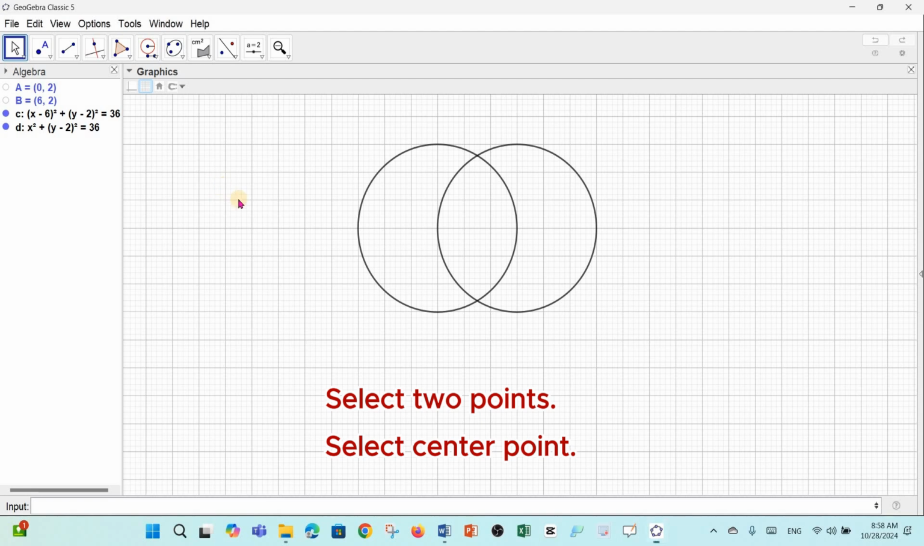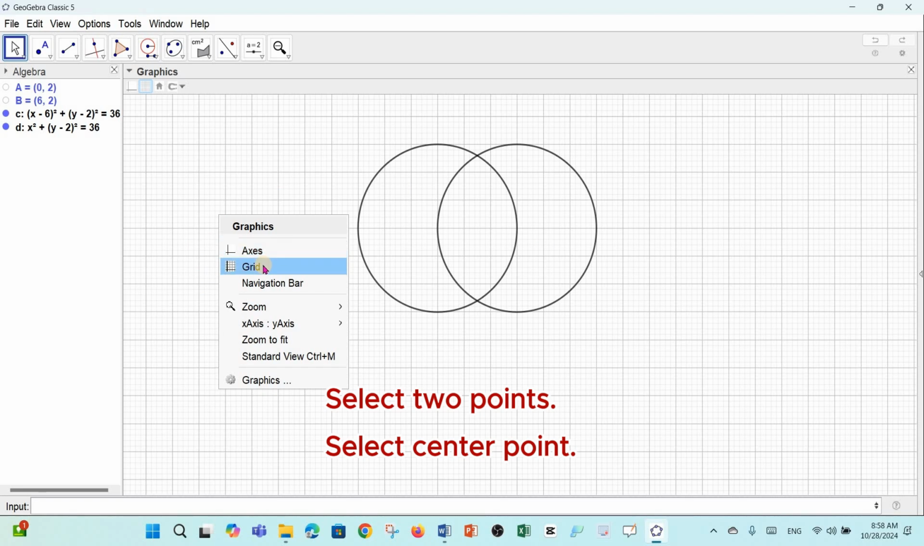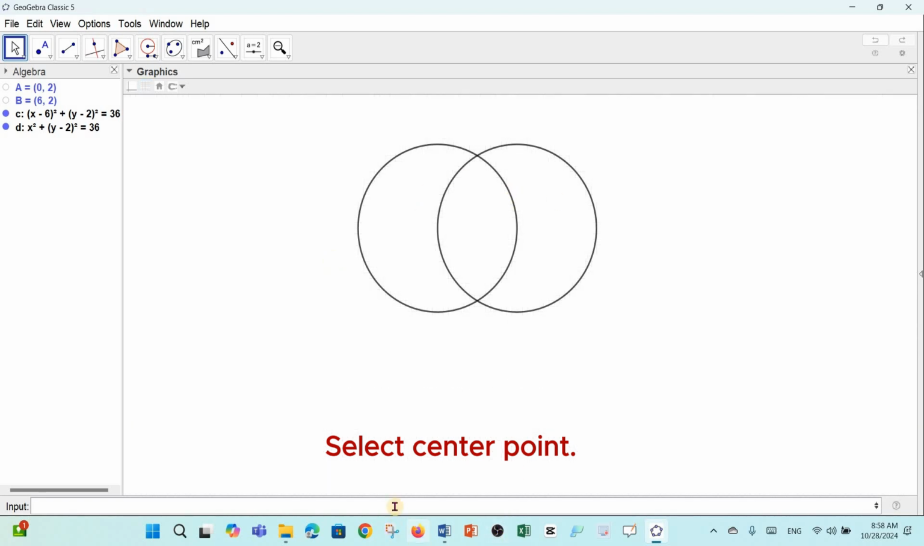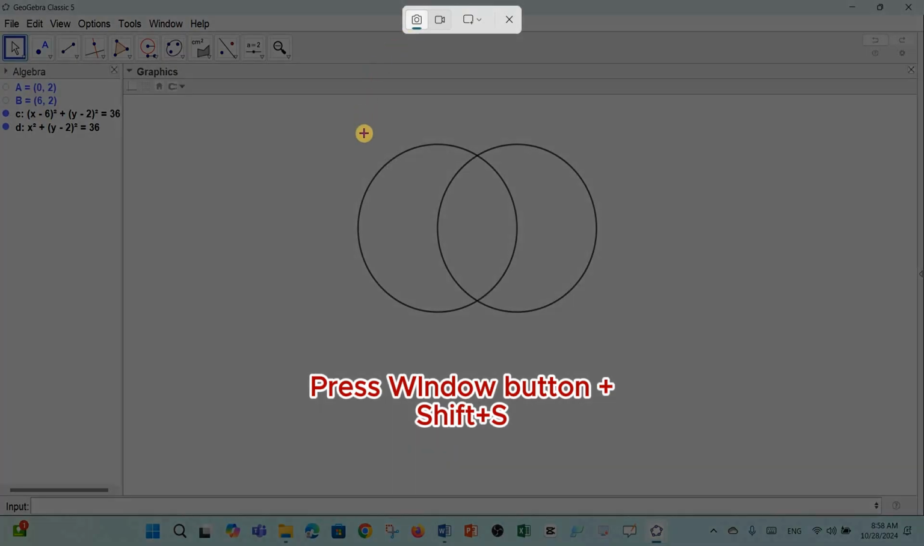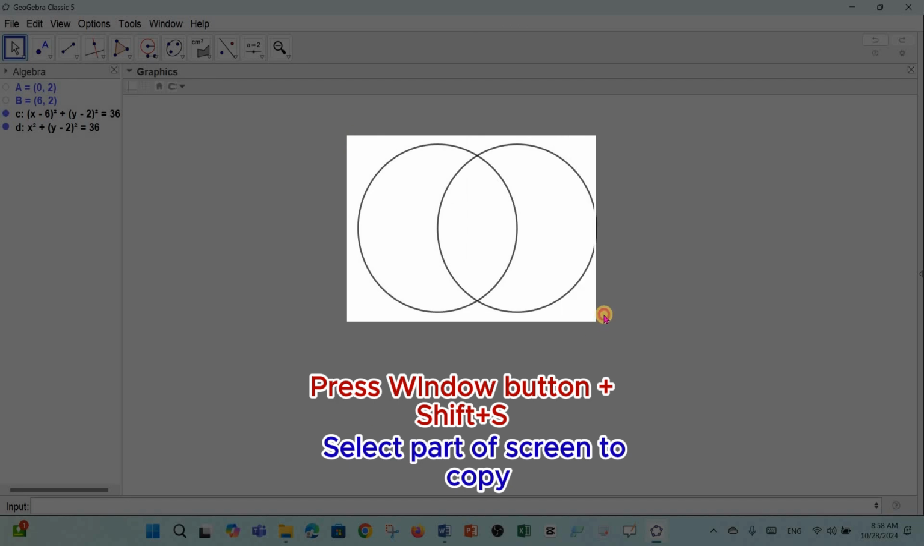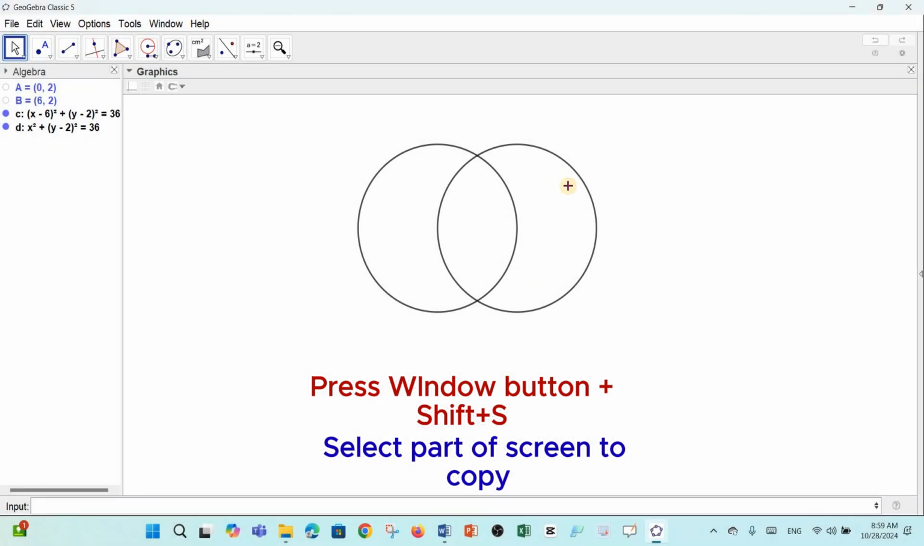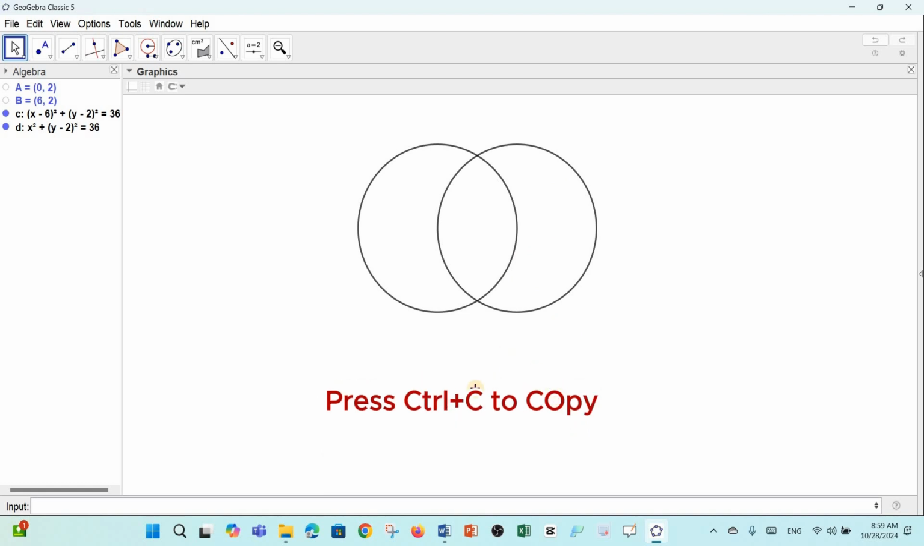Now right click on this graphics view and click on grid to hide the grid. Yes, now from the snipping tool, or press Windows Shift and S. This snipping tool will be activated. Then select the part of the screen you want to copy like this. Yes, this is copied. Press Ctrl plus C to copy it.